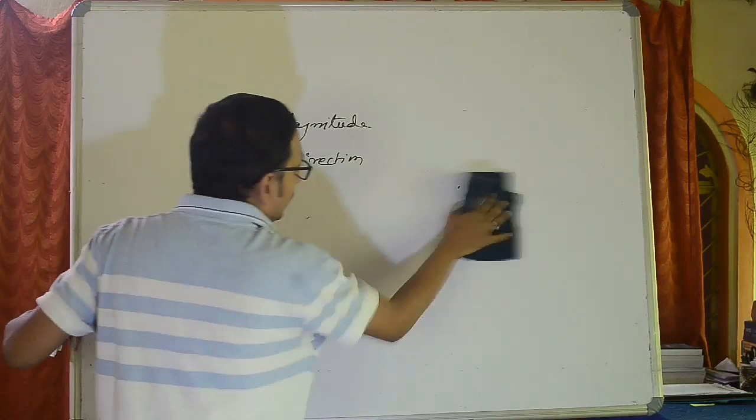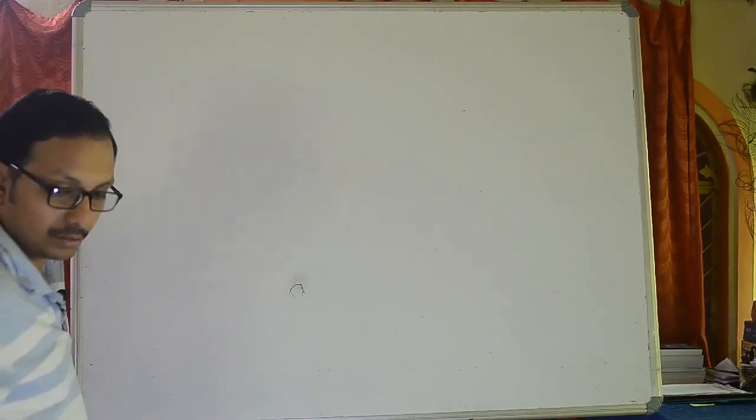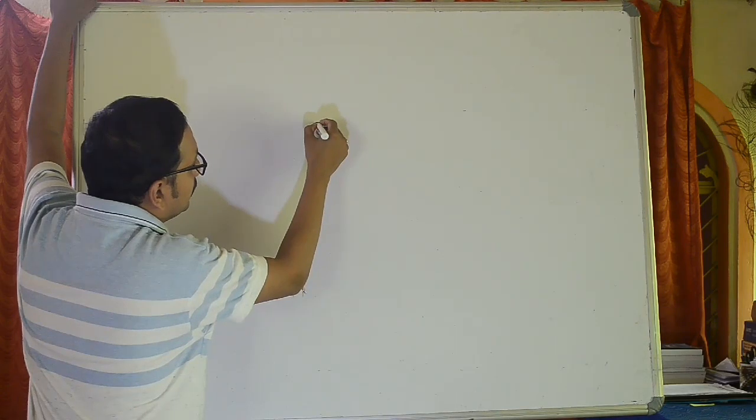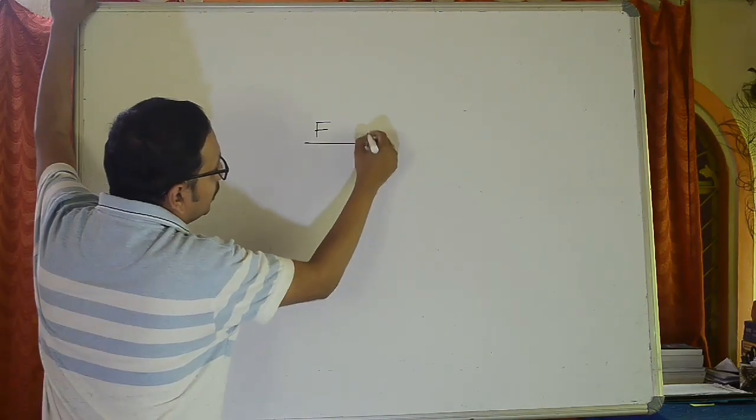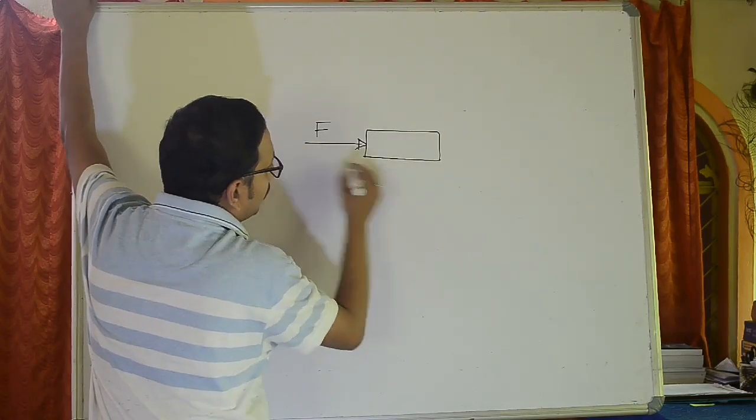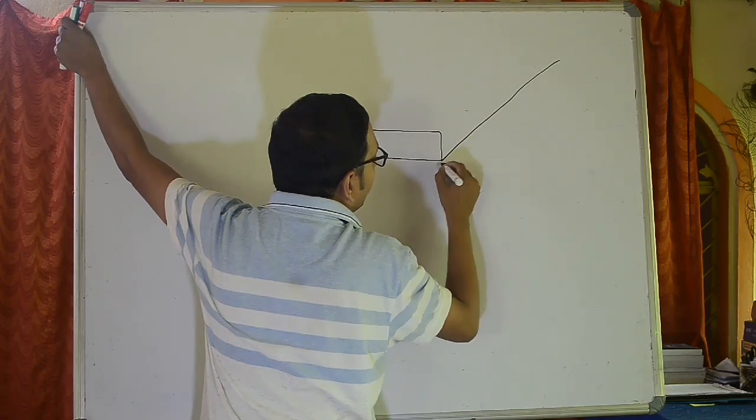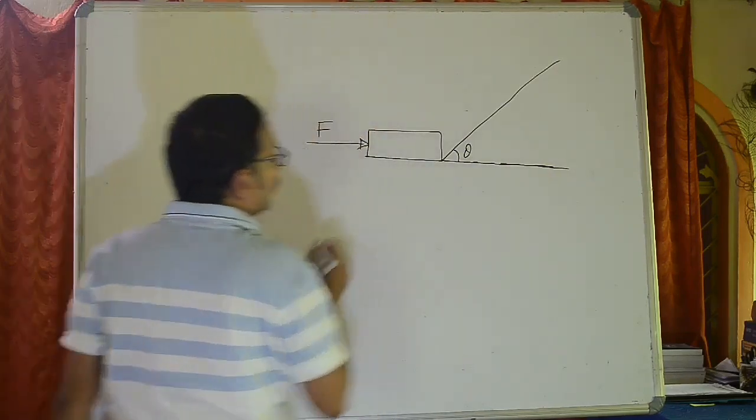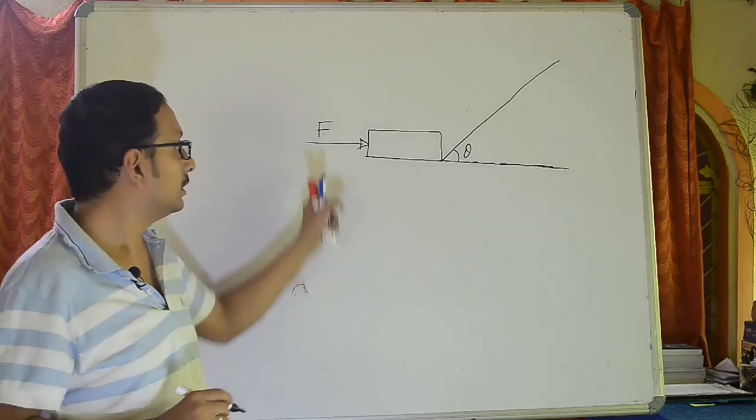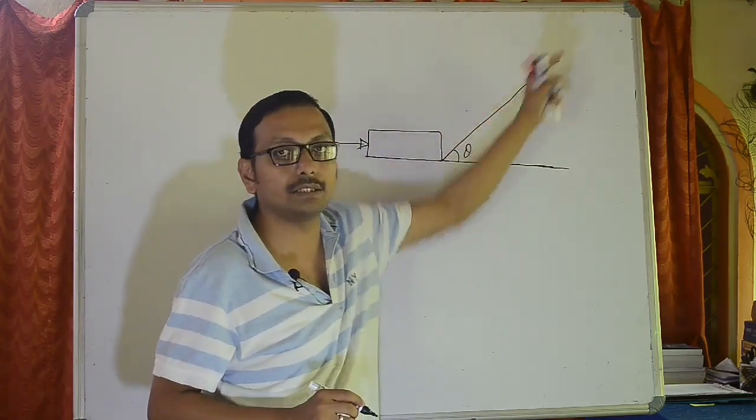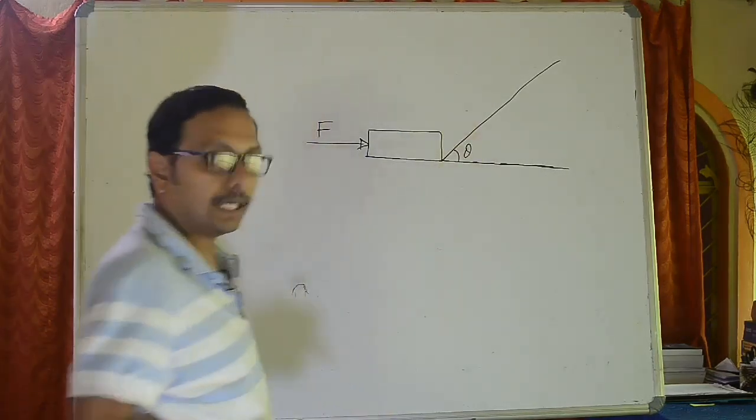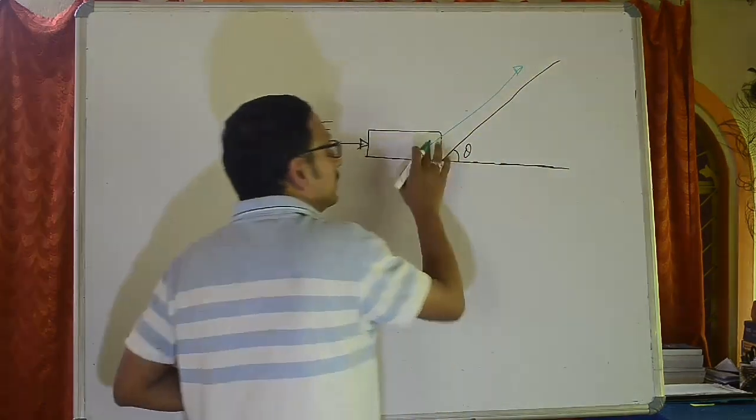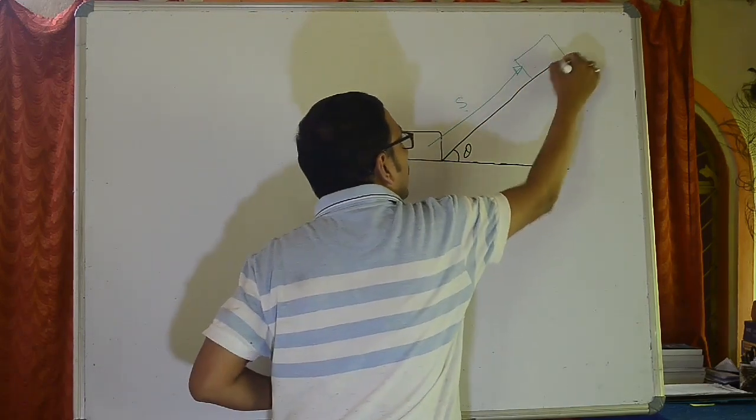Now suppose, what I said for work, there is a force acting on a block, and the block needs to move up an inclined plane. Say the inclined plane is at an angle of theta with the ground. What will happen if I give a force in this direction? Since it is blocked like this, it will try to move upwards. That means the block at any point of time will try to move in this direction.